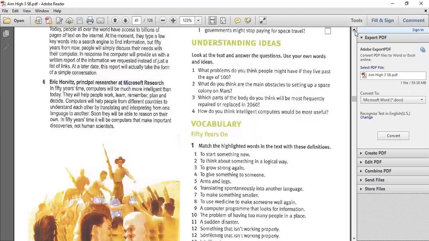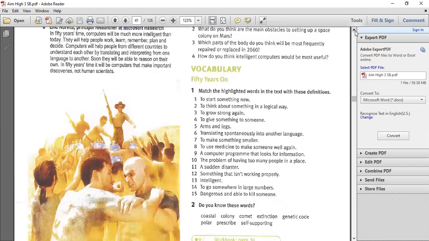Now, we have finished reading the book, so let's take the vocabulary. Vocabulary: we will match the highlighted words in the text with these definitions. You have some words that are highlighted in the text in your book.